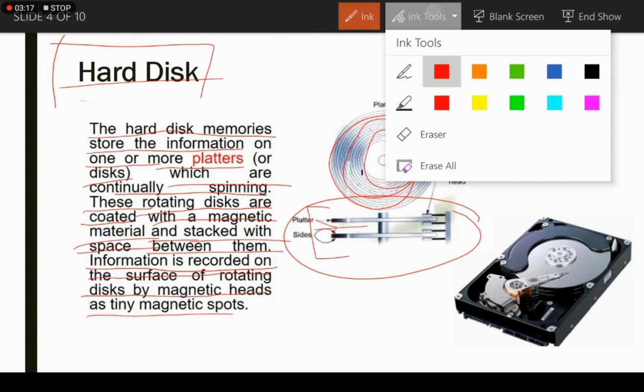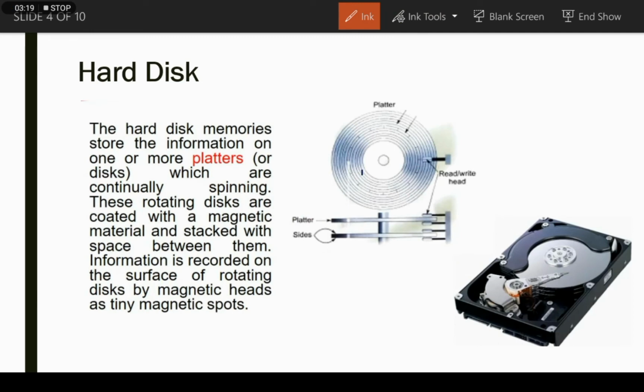As you can see, information is stored on the disk. This disk stores the information on its surface, on both sides. As you can see, it can store the data on both sides. So this is a hard disk.